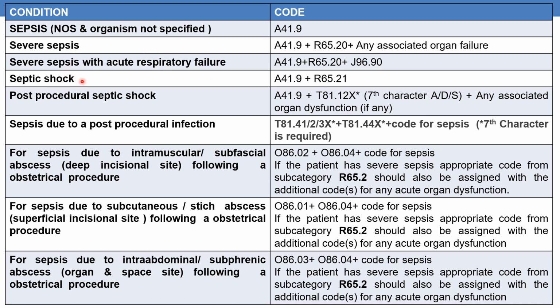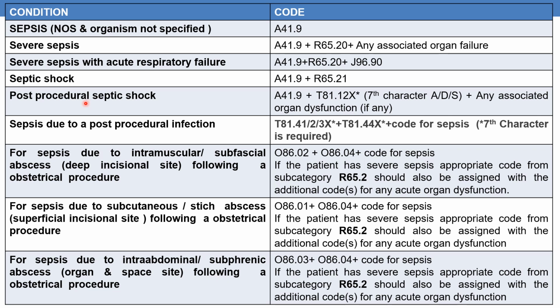Next, coming to septic shock. Septic shock is nothing but sepsis with circulatory failure. So for septic shock, there are two codes. First is A41.9 to indicate sepsis, followed by R65.21, which is severe sepsis with septic shock. R65.20 is severe sepsis without septic shock and R65.21 is severe sepsis with septic shock. And any associated organ dysfunction can also be coded here.